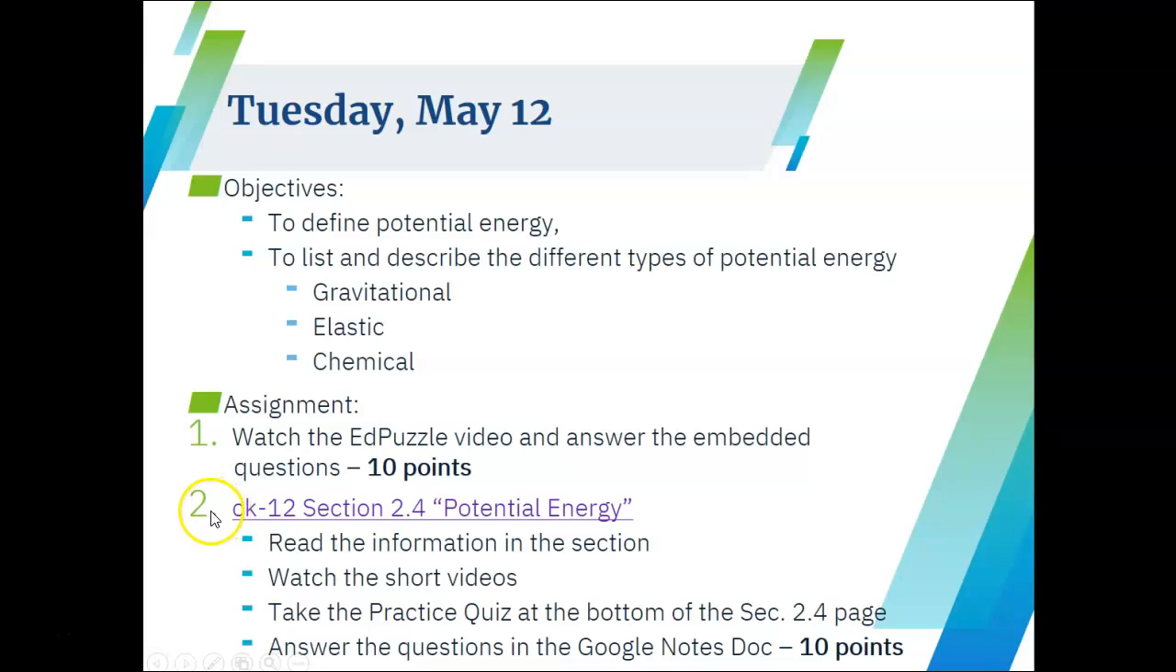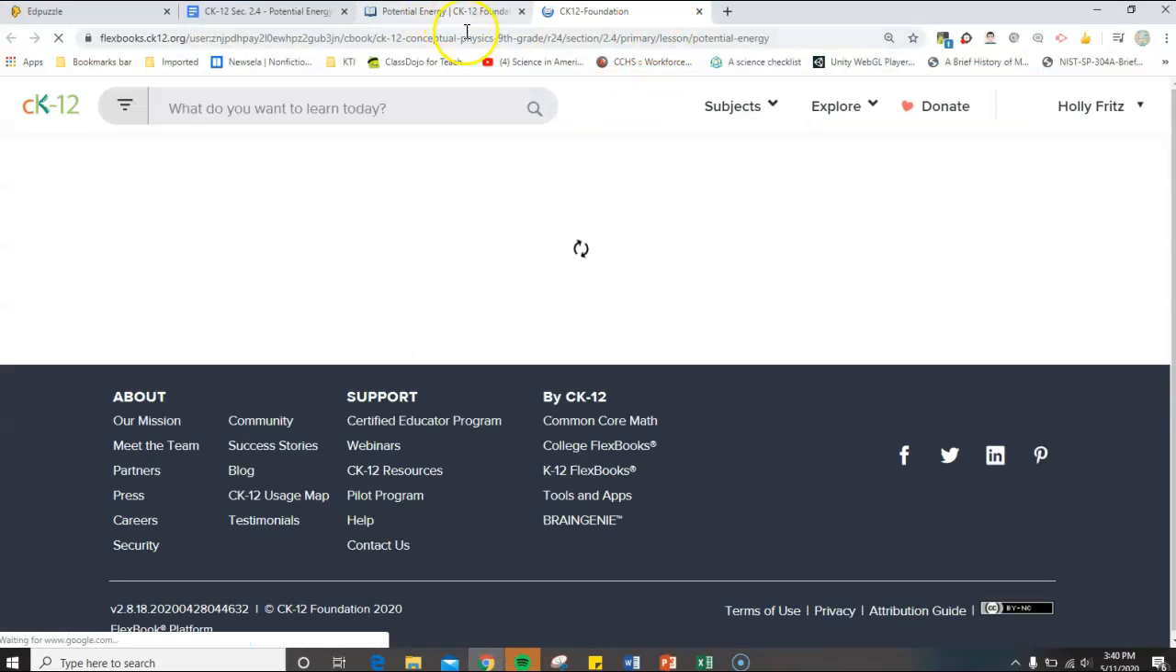Then go to your CK12 section 2.4. That is the potential energy section. You're going to read the information in the section, watch the short videos, take the practice quiz, and then answer the questions in the Google Notes doc for 10 points. So let's look and see what this section looks like.